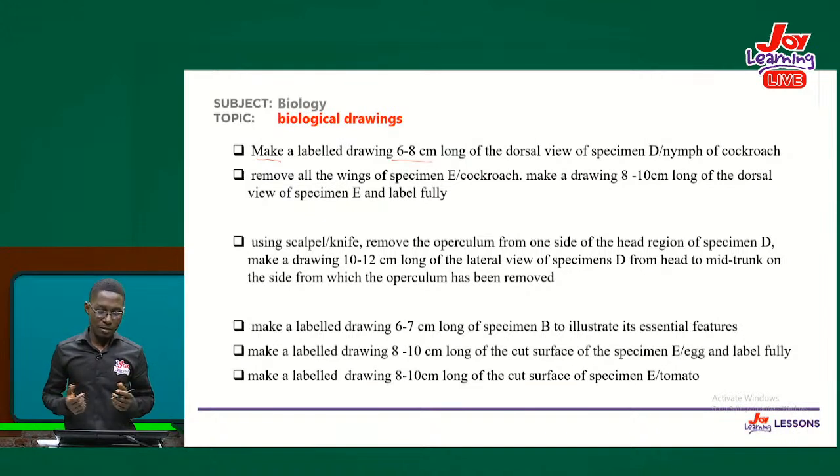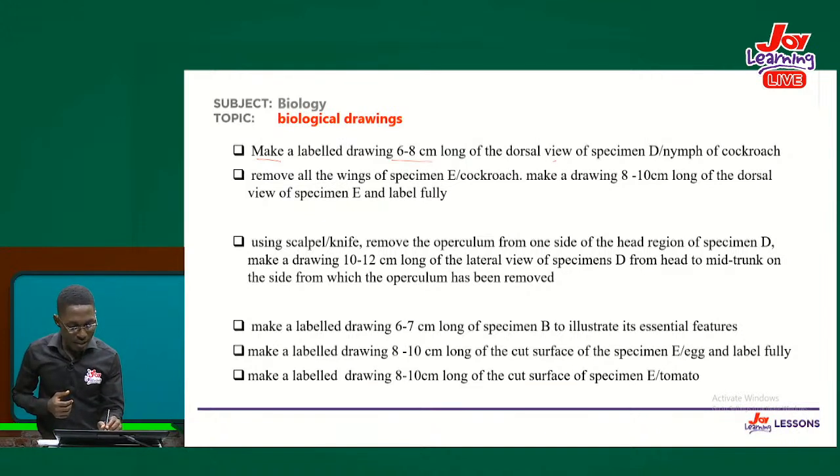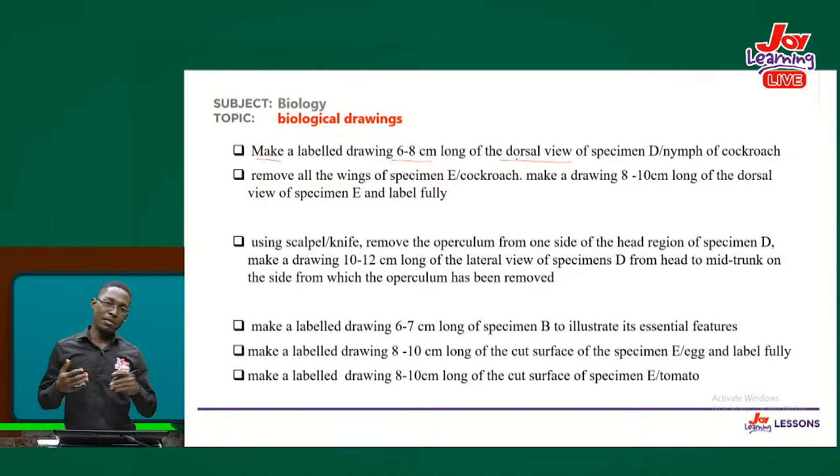for dimension. And they will insist on dorsal; they may ask for any orientation you should draw. So this is what they ask in this question. You are going to draw the dorsal view. Another form was: remove all wings. They will give an instruction before you draw. Remove the wings of specimens, so and so. Then make the drawing. Using a knife, remove the operculum. Then draw the head region, 10 to 12 centimeters. They said the lateral view. They insisted on the lateral view.